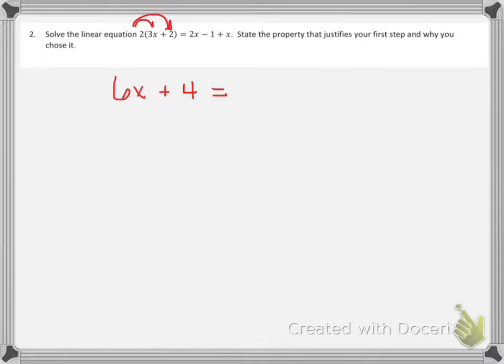On the right side, I can combine like terms. I have a 2x and a positive 1x. That's 3x and a negative 1. There's another binomial. All right.